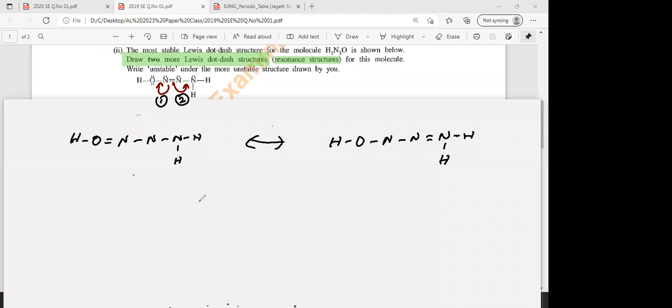You have to put the lone pairs correctly. I think you can manage now. I told you the method, right? You can have the double bond on that side or this side. You can have the double bond either that side or this side.